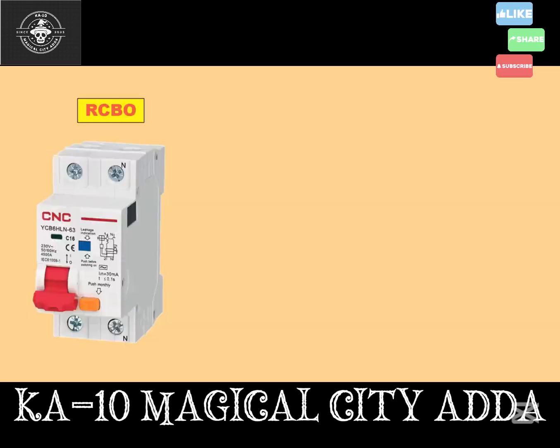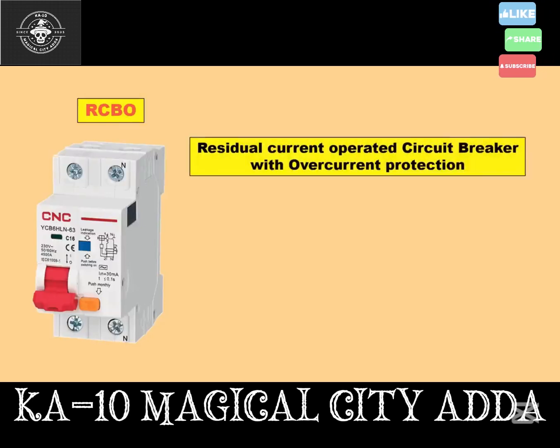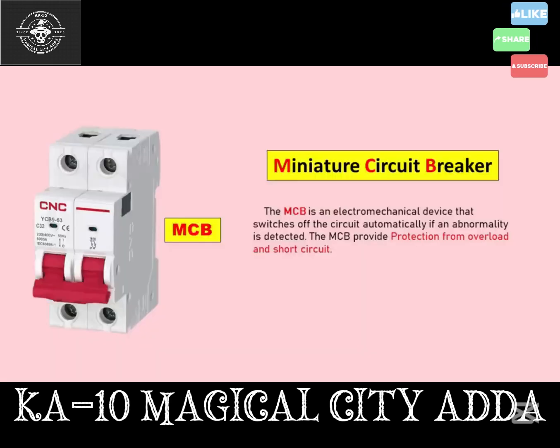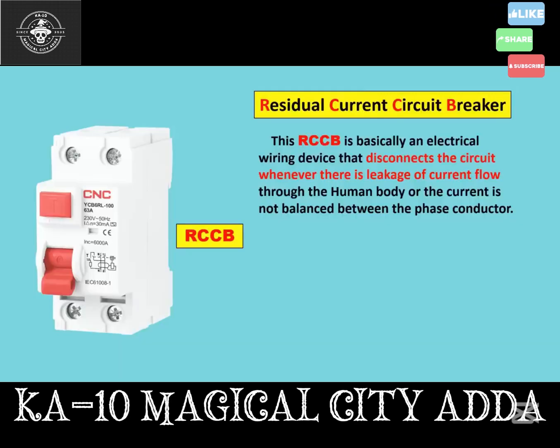Now here we have a RCBO. Full form of RCBO is Residual Current Circuit Breaker with Overload Protection. By listening to its name, you must have got an idea that what is the working of RCBO. But I will explain you everything. Like I told you in the starting that the MCB we have, MCB provides us protection from overload and short circuit. After this I told you that the RCCB you have, RCCB provides protection from earth fault.